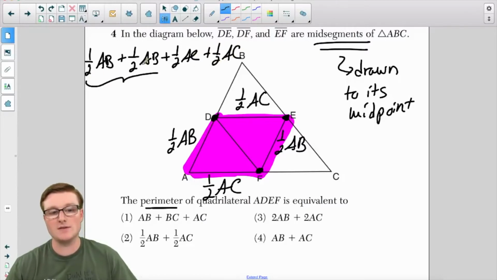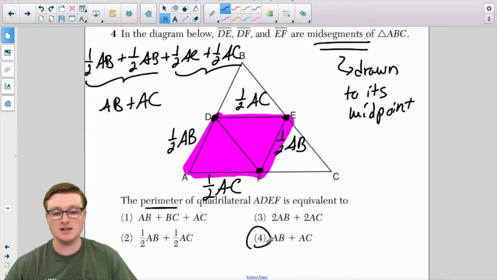1/2 of AB plus 1/2 of AB is AB, plus 1/2 of AC and 1/2 of AC is AC. So that's why it is going to be choice 4 for this question.